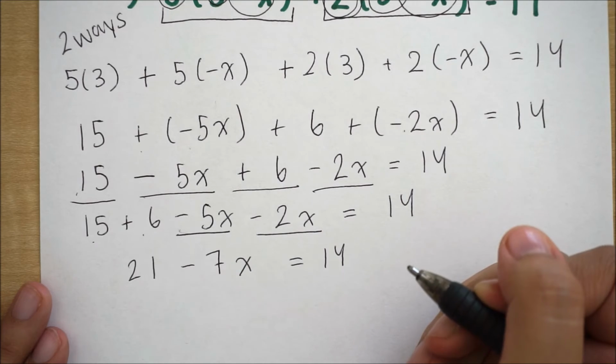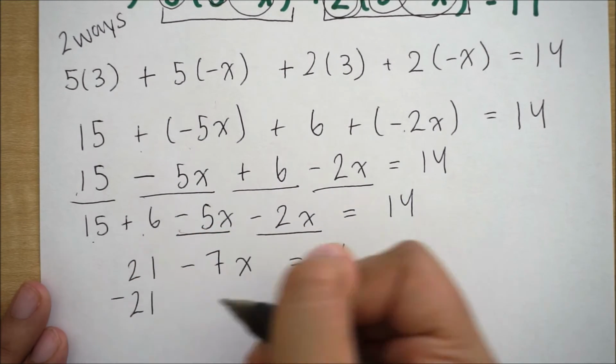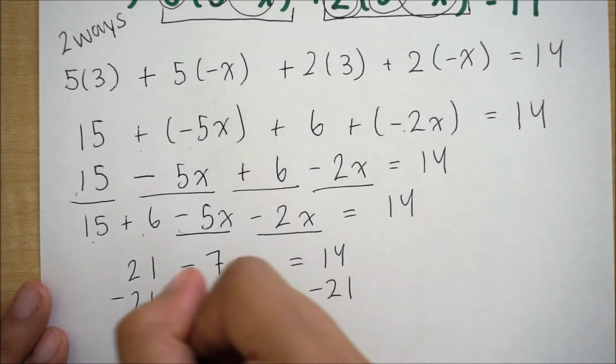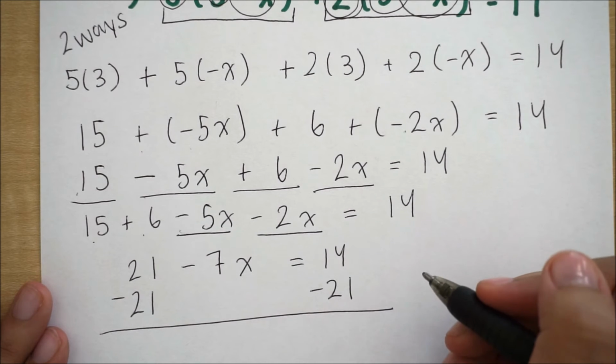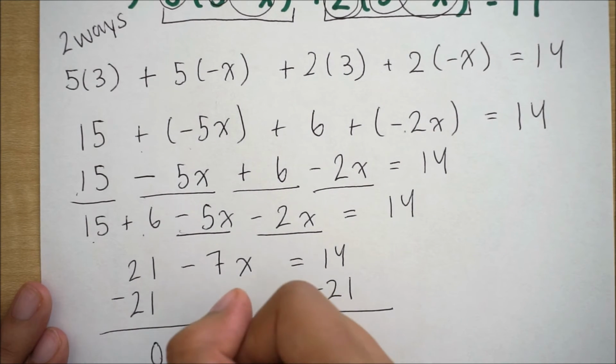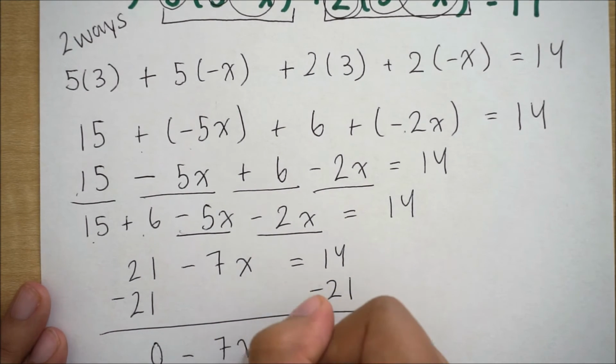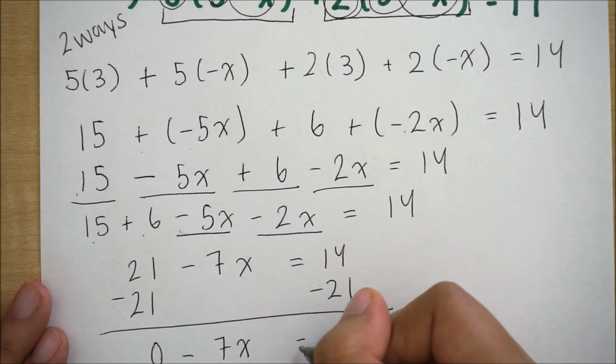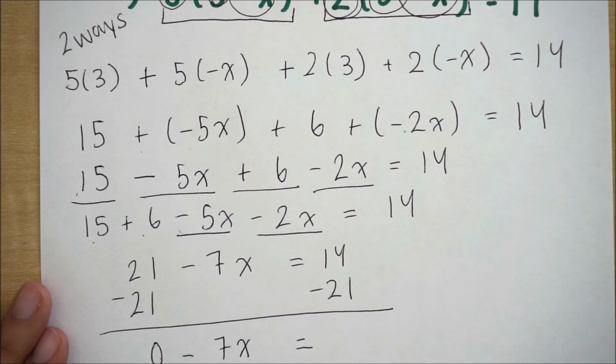We want to isolate x. That's our main goal. So we're going to subtract 21 from both sides. So 21 minus 21 is 0. Minus 7x, we just brought that down, which is equal to 14 minus 21. So what is 14 minus 21? That is just equal to negative 7.